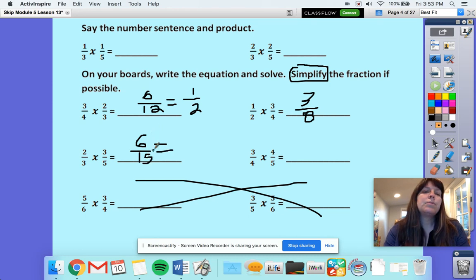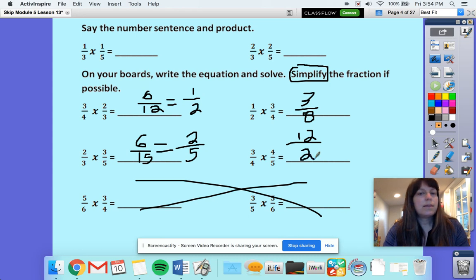What number are both numerator and denominator divisible by? That would be 3. 6 divided by 3 is 2. 15 divided by 3 is 5. So the answer is 2/5. And then finally, 3/4 times 4/5 is going to leave you with 12/20. And that's not in simplest form. We can divide by 2. 12 divided by 2 is 6. 20 divided by 2 is 10. 6/10. All right, let's move on.